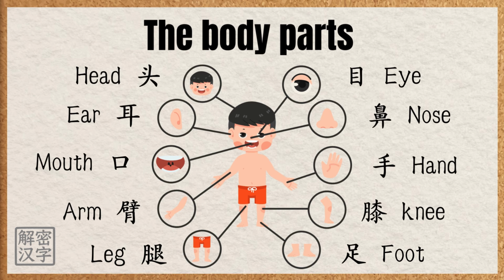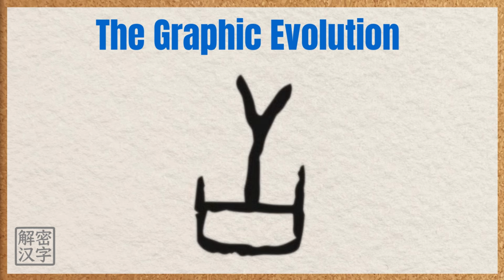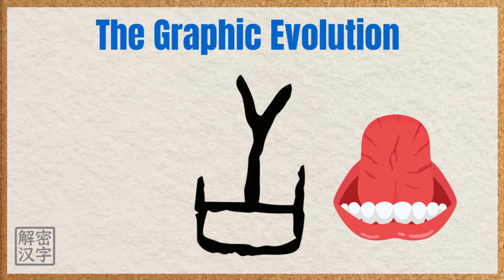Let's continue learning Chinese characters related to body parts. Today, we'll learn the character 舌 (she). The character 舌 is a typical pictographic character. In the Oracle bone script, its earliest form looks like a mouth with a curved line coming out of it, just like a tongue sticking out.